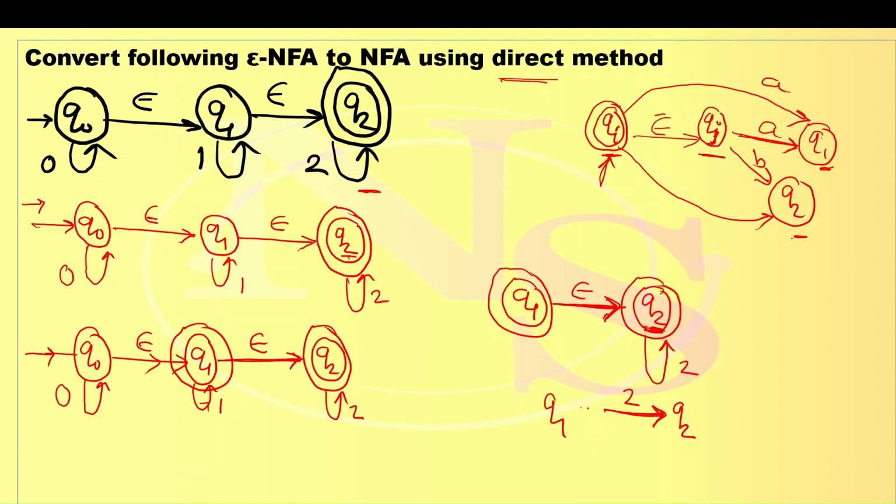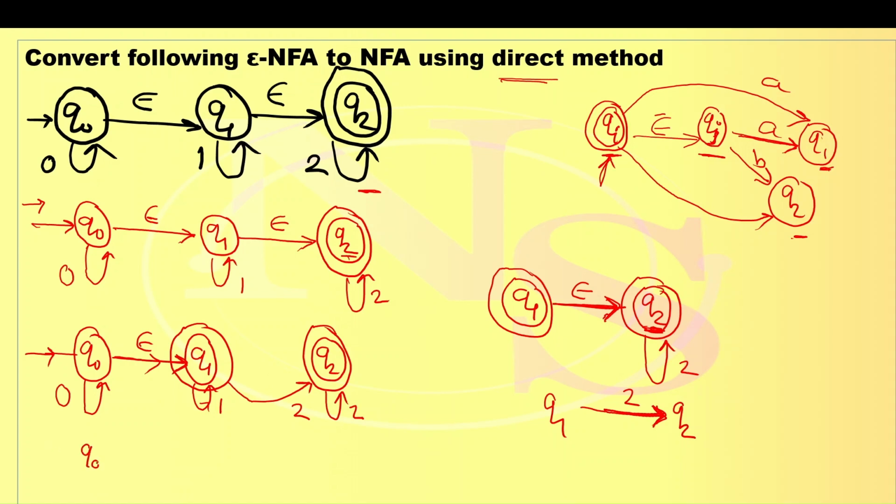Understanding? Then Q1 to Q2 having transition for 2. Once we apply these two rules, you can remove this epsilon transition. So let me remove it. Similarly, you can apply the same rule where Q0 to Q1 having the epsilon transition.